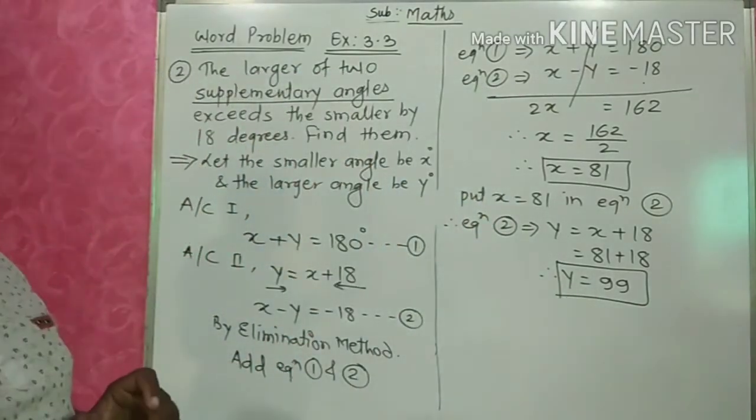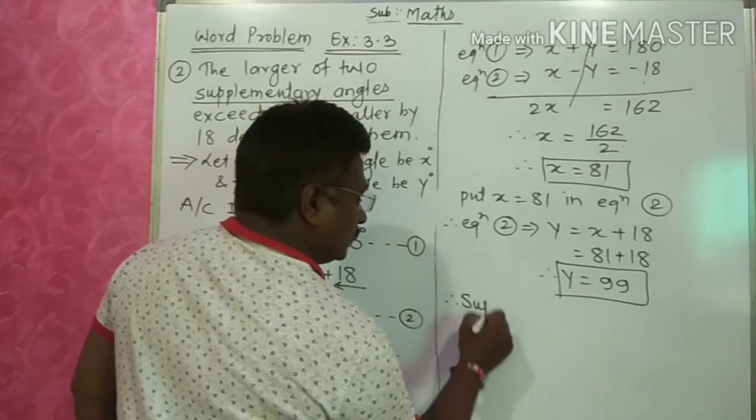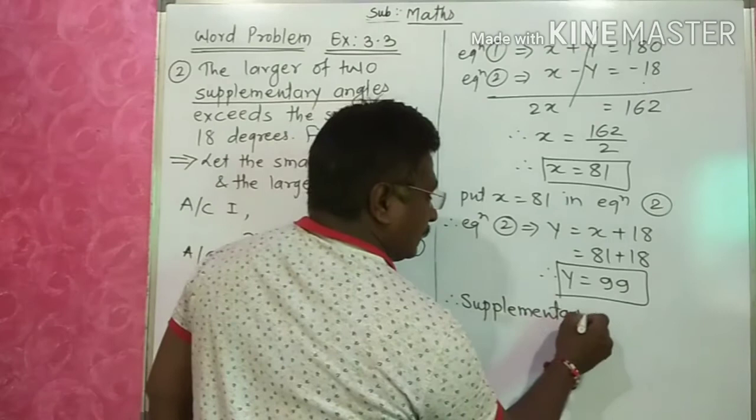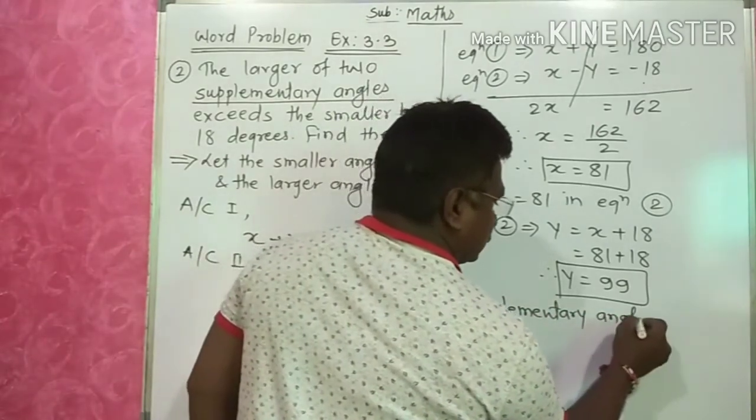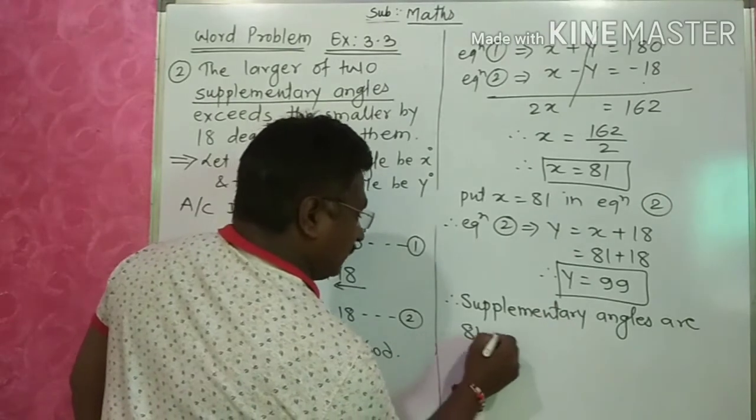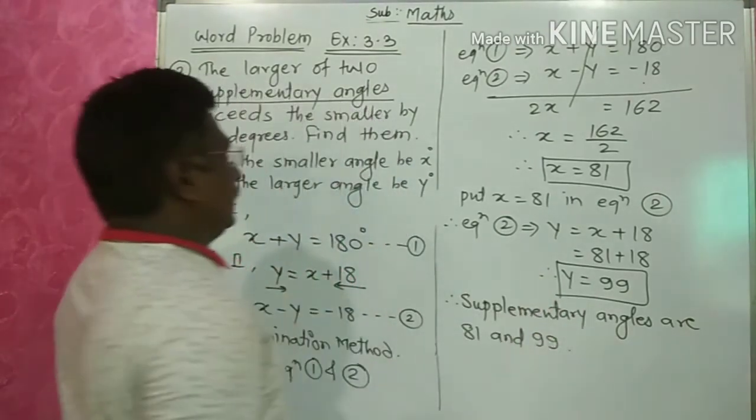So got the value of y. So therefore, the supplementary angles are 81 and 99.